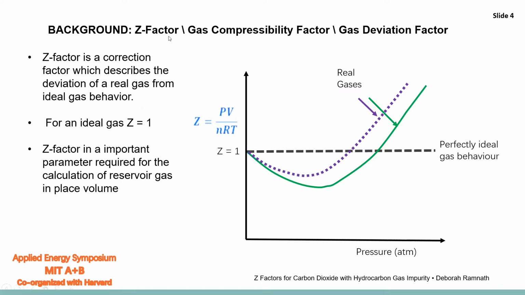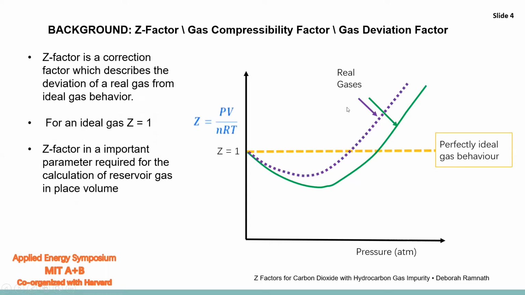Z factor is also known as the gas compressibility factor or gas deviation factor. It is a correction factor which describes the deviation of a real gas from ideal gas behavior. In a graph of Z factor versus pressure, for an ideal gas for all pressure conditions, Z will be equal to 1. This is illustrated by the horizontal line, which represents perfectly ideal gas behavior.